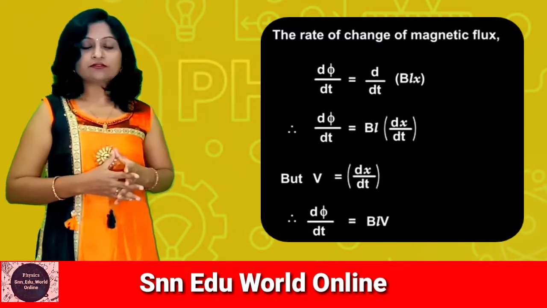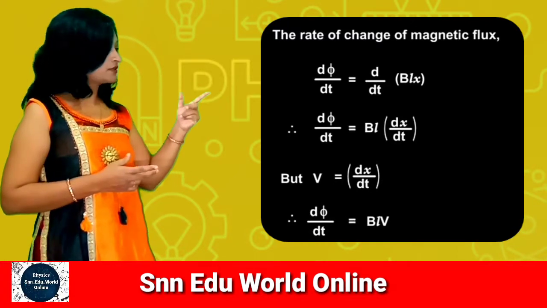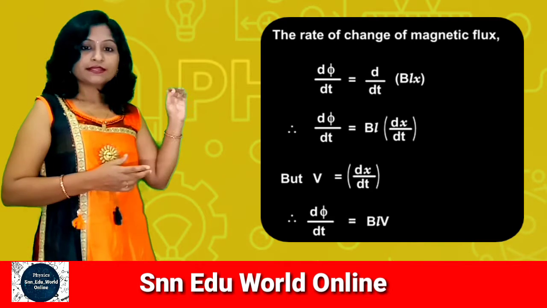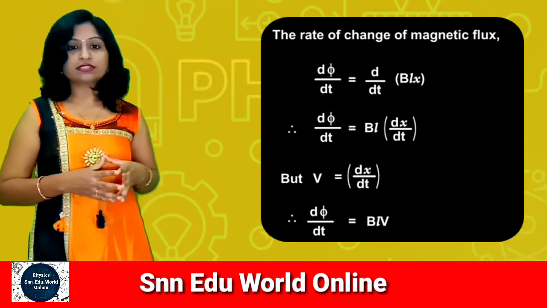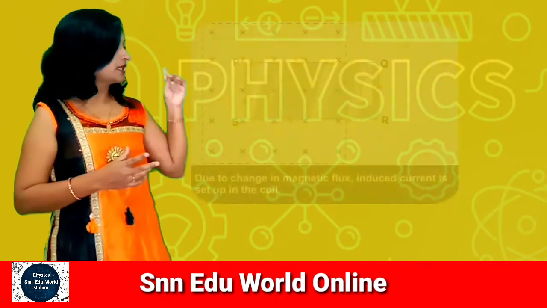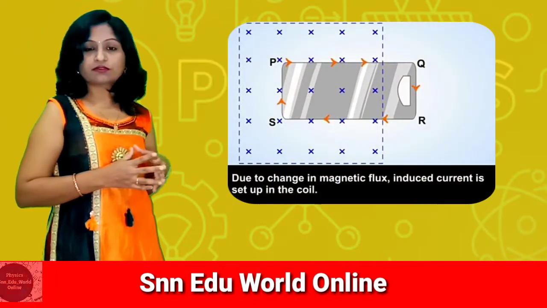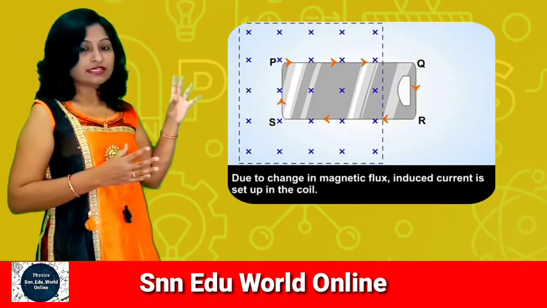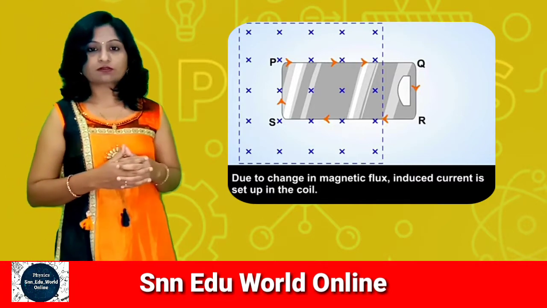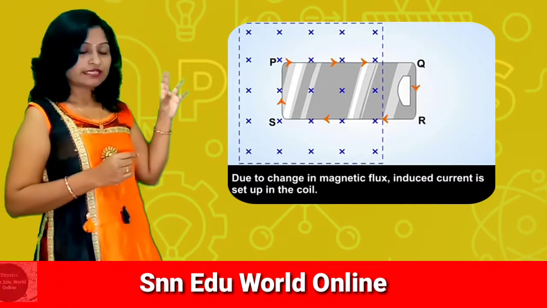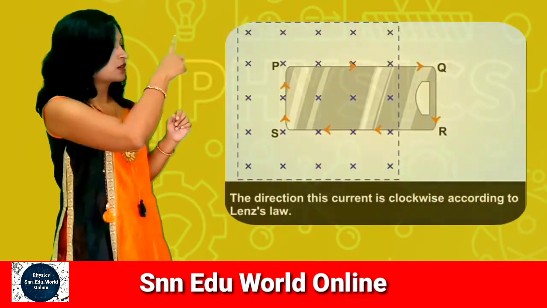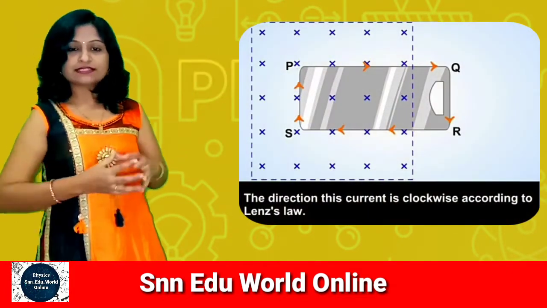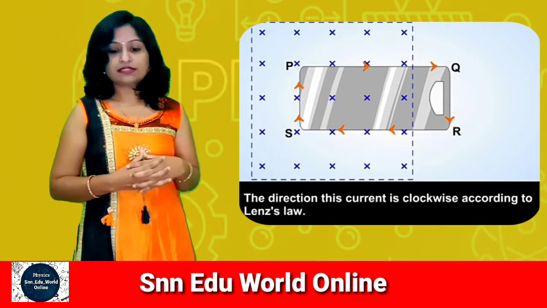Now next, due to this change in flux, we calculated d phi by dt. Due to this change in flux, there is a current induced inside the coil. See, I have given here the direction of current. This direction is clockwise according to Lenz's law. Okay, so that induced current inside the coil will flow in the clockwise direction, and this direction is given by Lenz's law.